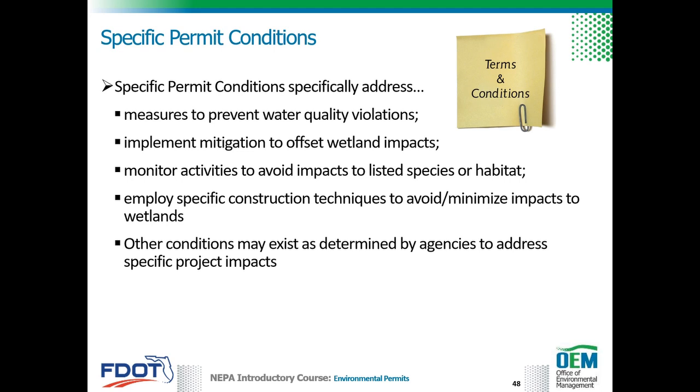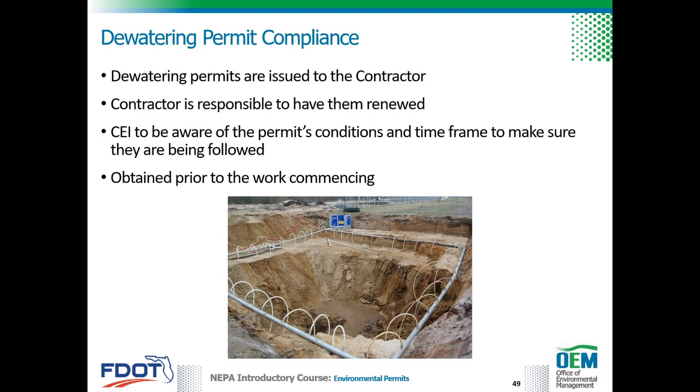Specific permit conditions address measures to prevent water quality violations, implement mitigation to offset wetland impacts, monitor activities to avoid impacts to listed species or habitat, and employ specific construction techniques to avoid or minimize impacts to wetlands. Other conditions may exist as determined by agencies to address specific project impacts. Generally, dewatering permits are issued to the contractor, who is then responsible to have them renewed if the operation goes beyond the allocated time period. However, the CEI should be aware of the permit's conditions and time frame to make sure they are being followed.